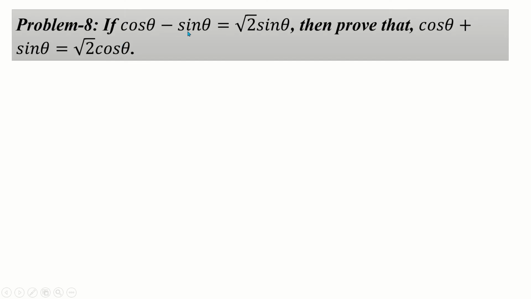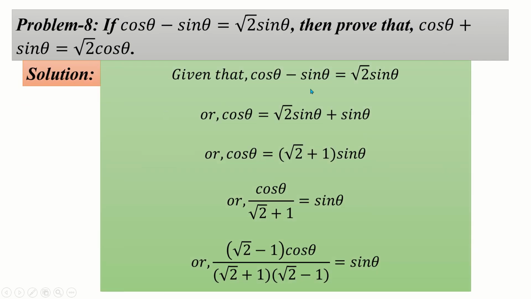8 number, if cos theta minus sin theta equals root 2 sin theta, then prove that cos theta plus sin theta equals root 2 cos theta. Solution, this is the given condition. Now sin theta converted to the right side and take common sin theta, here will be root 2 plus 1. Now this converted to the left side, here will be cos theta by root 2 plus 1, equals sin theta.